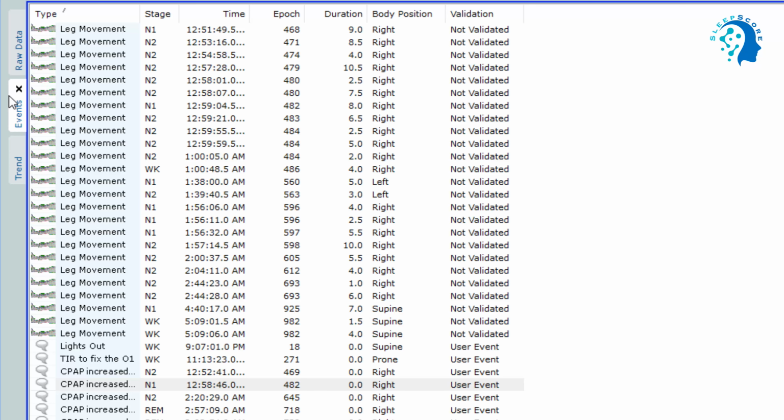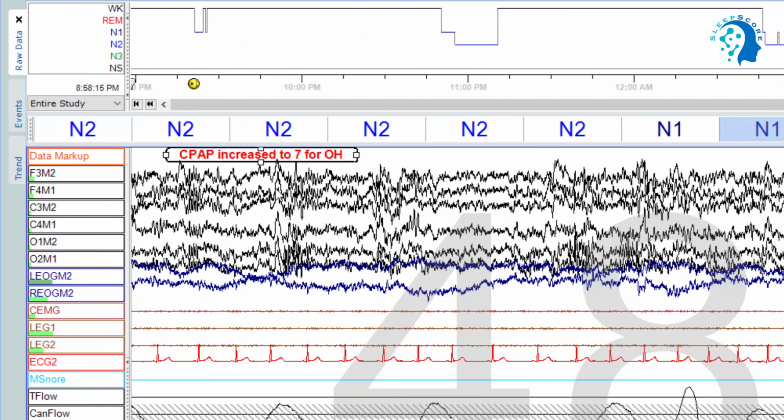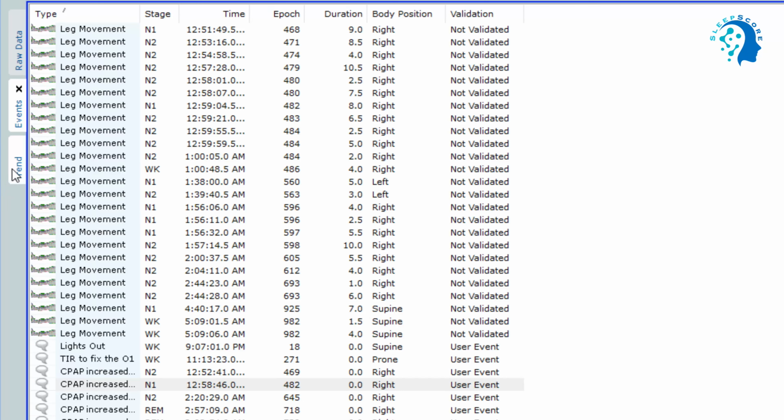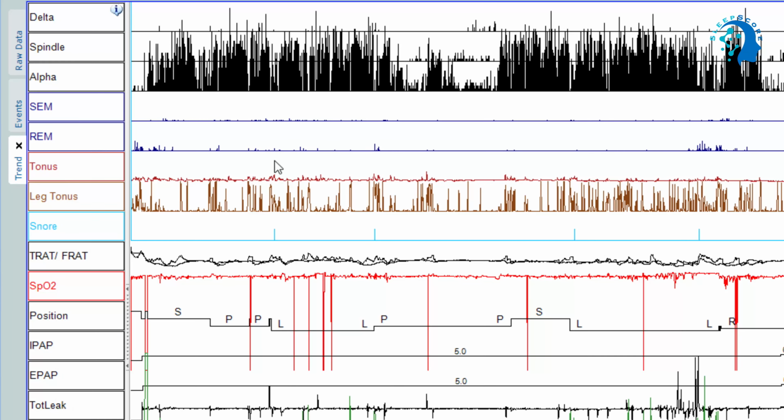Okay, this is the event tab. This is raw data. This is event, and this is trend. We will study event and trend also later.